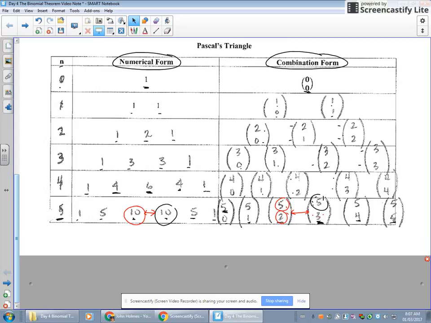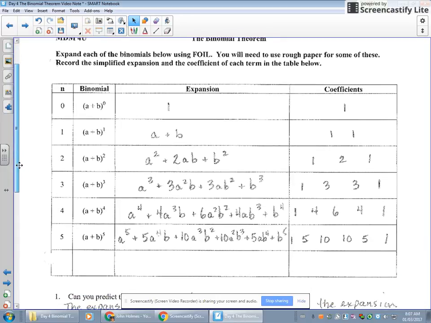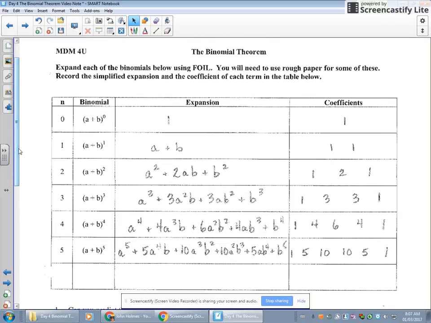Okay, let's continue on to page 2. Again, we're trying to come up with a way to express expansions of binomials. On this page, we're asked to expand each of the binomials below using FOIL. Remember that FOIL stands for the first two terms in the brackets, the outside two, the inside two, and then the last two. So we're going to be using FOIL to expand our binomials.